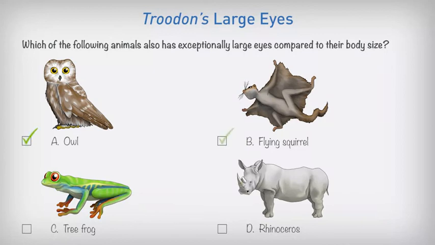A, B, and C are all correct. What do these animals have in common? They're all nocturnal and need good vision. The large eye sockets of Troodon suggest that it too was often active at night.